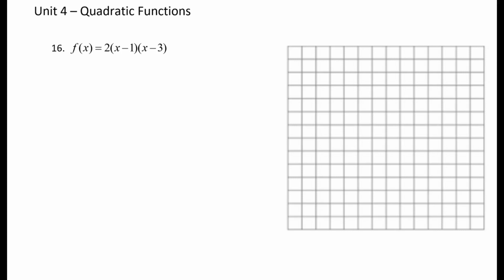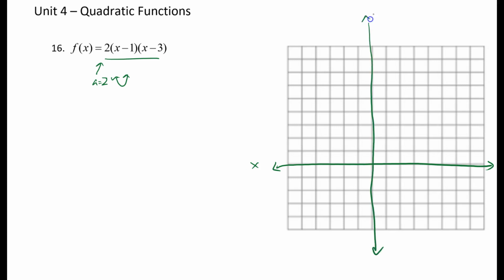Okay, for 16 here, note that this one is now in intercept form. So maybe the first thing to do then is, I see that a is 2, which is greater than 0, so this is going to be a smiley parabola. I'm just trying to think about where to put the axis. I'm going to put it a little bit on the lower side because it smiles up. But who knows, I may end up missing it. Then draw the y-axis in here.